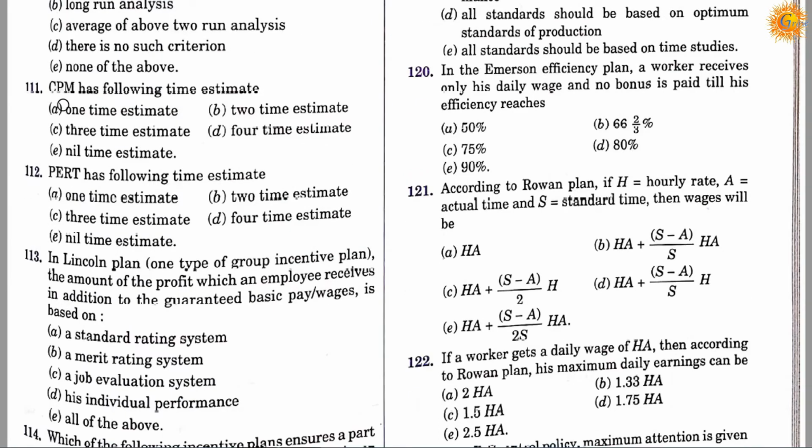Question number 111. CPM has the following time estimate. Option A, 1 time estimate, option B, 2 time estimates, option C is a 3 time estimate, option D is a 4 time estimate, and option E is a nil time estimate.